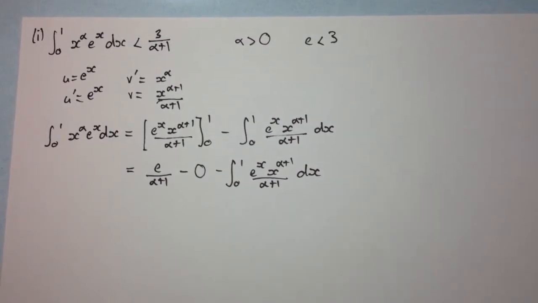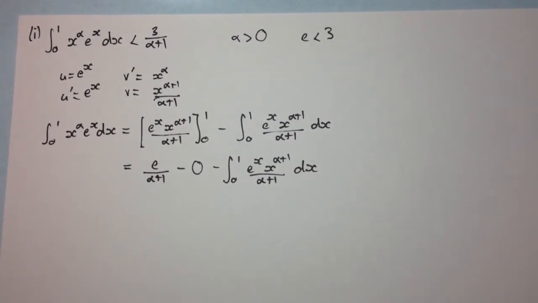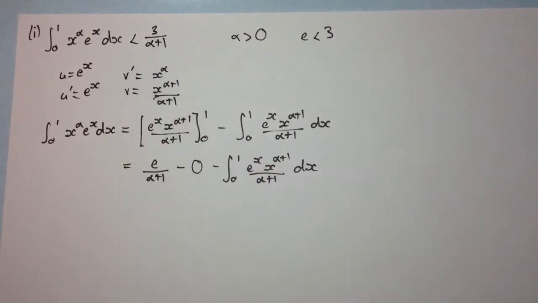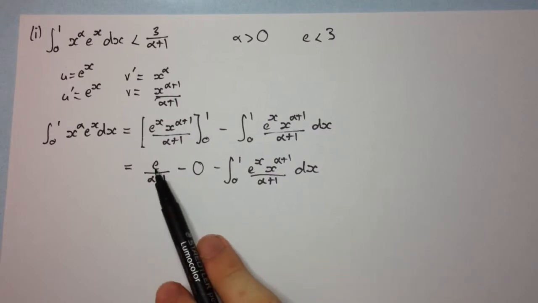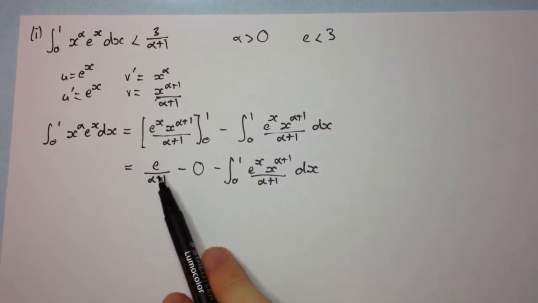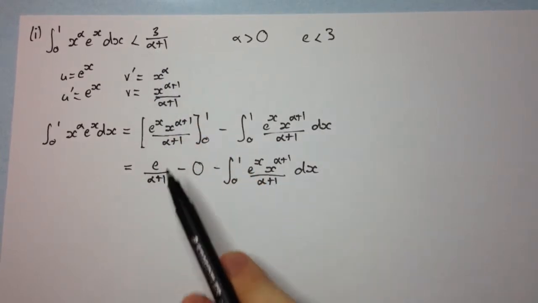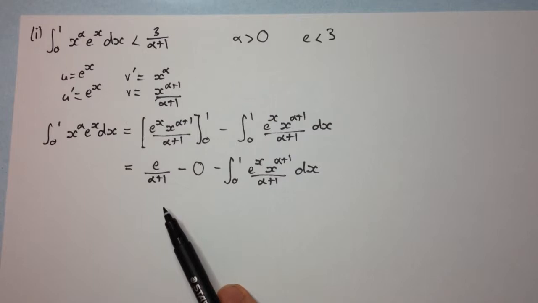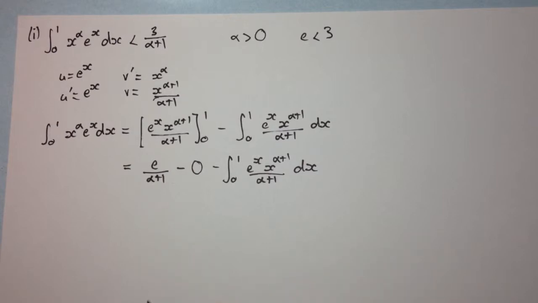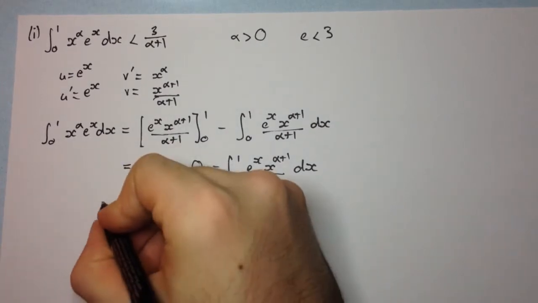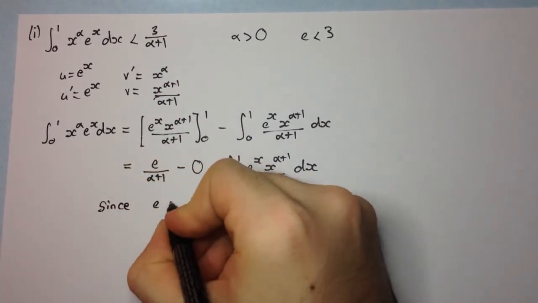Okay, so whenever you do these questions, you should always keep in mind what you're trying to prove. We're trying to prove that this is less than 3 over alpha plus 1. And if we look here, we have e over alpha plus 1. Now we have an alpha plus 1 in the denominator, which is what we want to have up here. And we also note that the question told us that we may assume e is less than 3. Now questions, they don't give you information for nothing. So we're going to have to somehow use this. So we can say since e is less than 3.